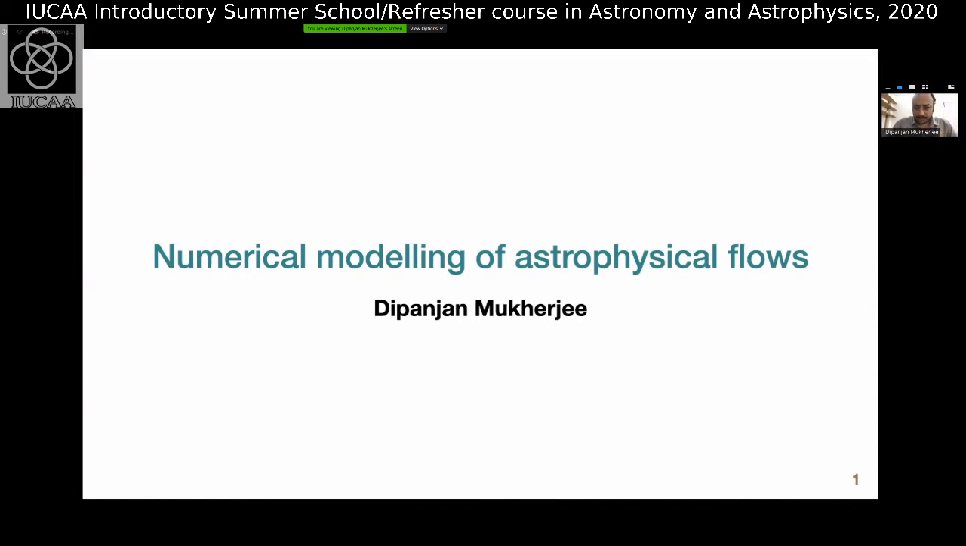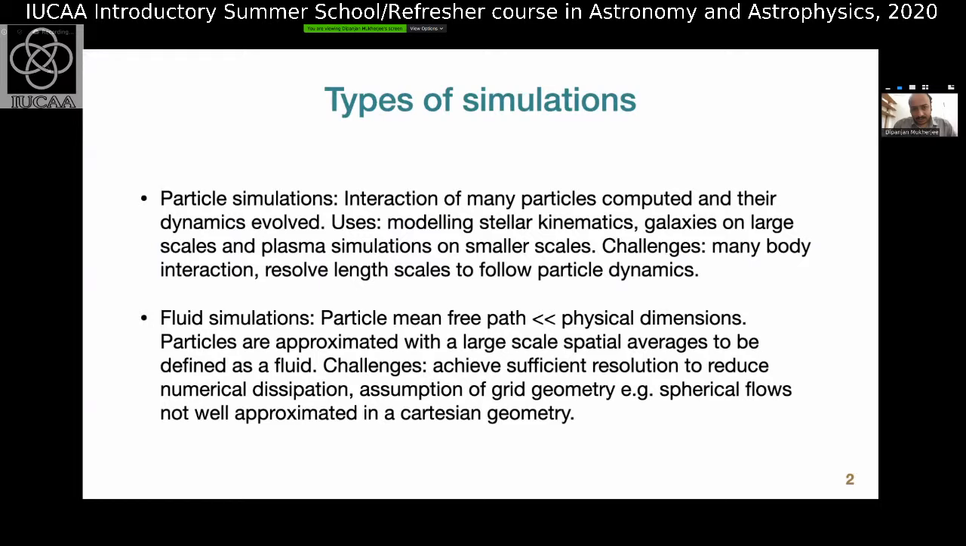So, numerical modeling of astrophysical flow. When we talk of simulations, what we really want to study is how the different matter all around us behaves and interacts with one another in different kinds of astrophysical environments. As we all know, matter around us is actually based on particles, small particles, atoms and molecules that are moving about and interacting with one another.